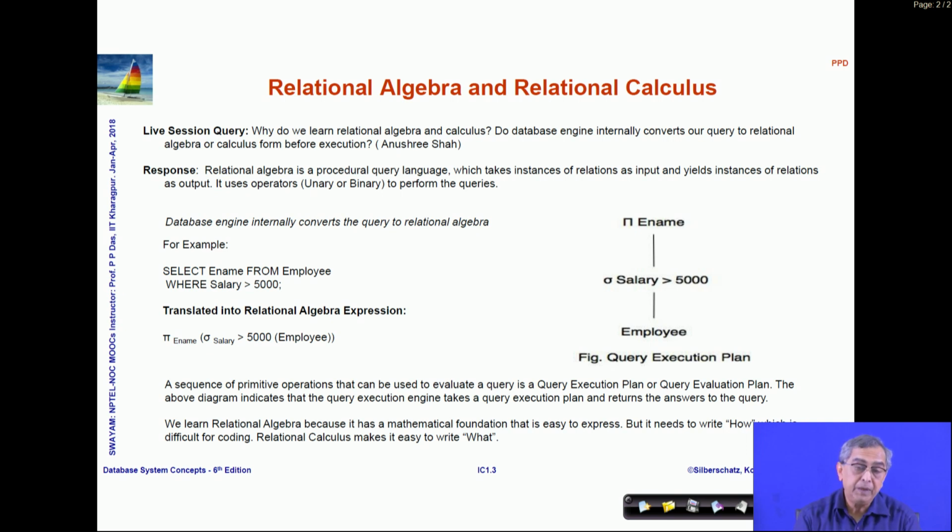So, referring to the earlier discussion, by learning them both, we learn the process through which we specify what we want, and the automated process by which that what question is converted to how in the relational algebra. So, that is the reason we learn both.